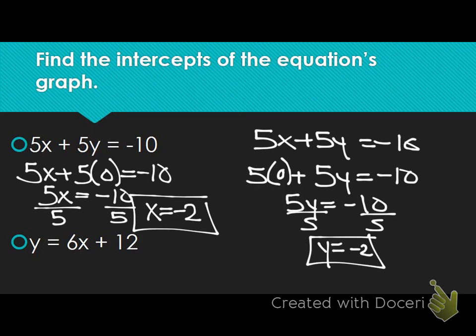Yeah, you have to solve for y. But you had to solve for y, so you substituted 0 for x. It just happened to be that both of them were the same.